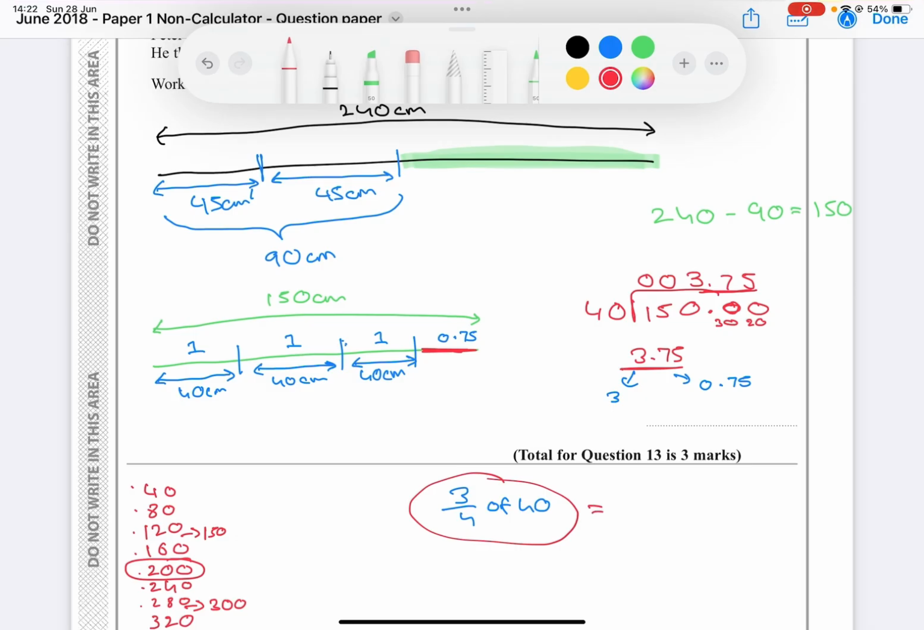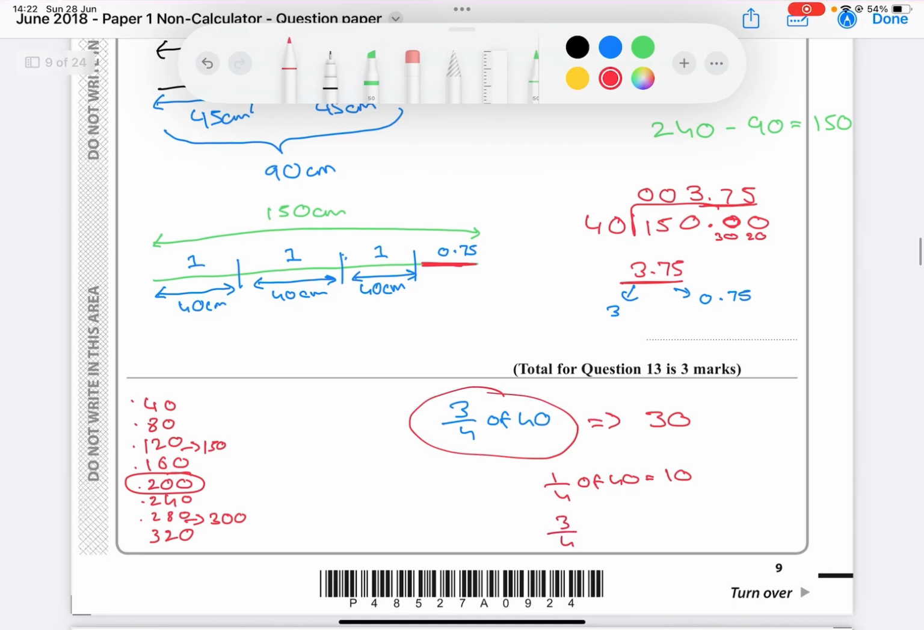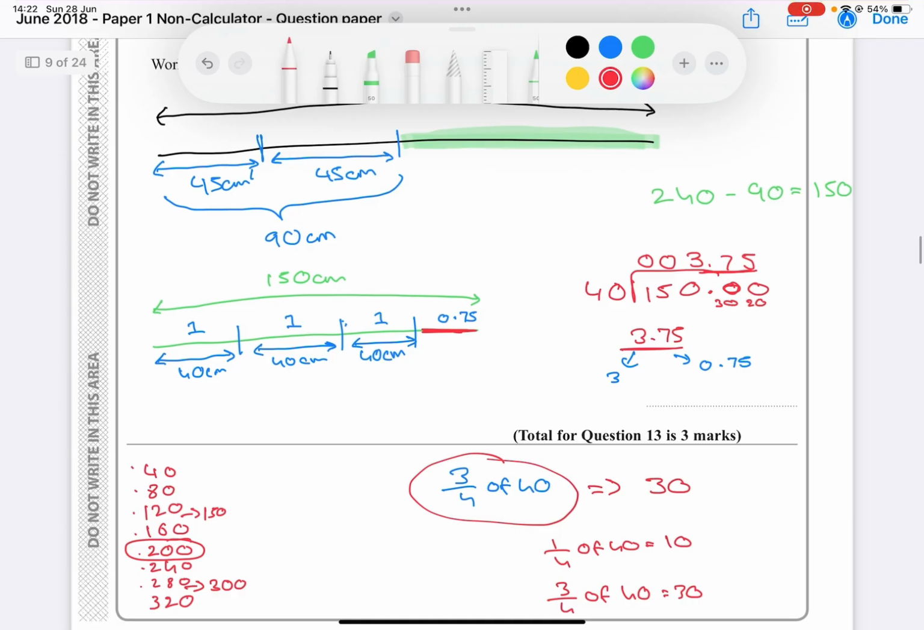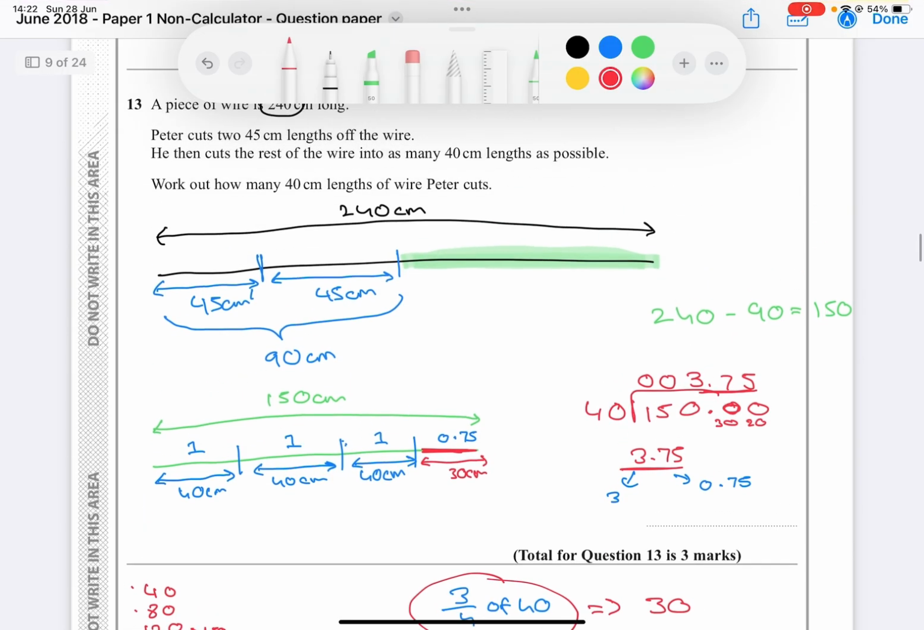And we'll continue in red, okay? So how much is 3/4 of 40? Well, that would just be 30, okay? Because 1/4 of 40 is 10. So 3/4 of 40 will be 30. So in actual fact, this length over here is 30 centimeters. So when they ask how many 40 centimeter lengths of wire can Peter cut, it's only 3 lengths, okay? Only 3 lengths of wire that he can cut, that will be 40 centimeters, okay?